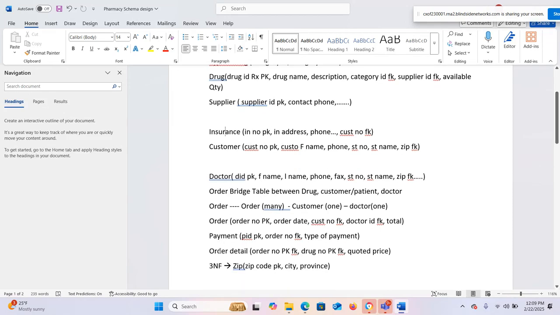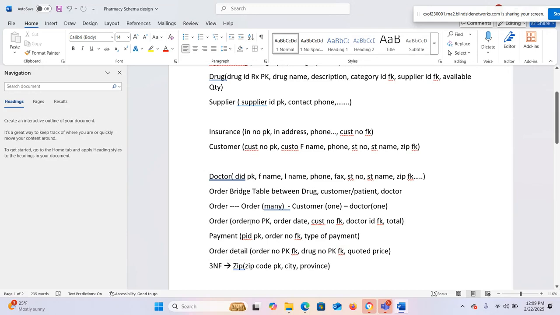So we have the order detail having the quoted price, the drug number coming here as a foreign key, and the order number. One order can have multiple drugs, so multiple rows will be related to one order. Okay, so that's why we need an order detail, and that's a one-to-many relationship between order and order details. So order number comes here as a foreign key, and so is drug number, and together they form a composite primary key.